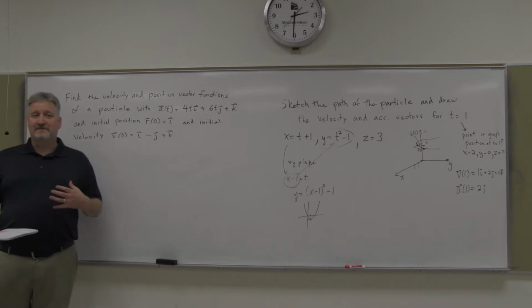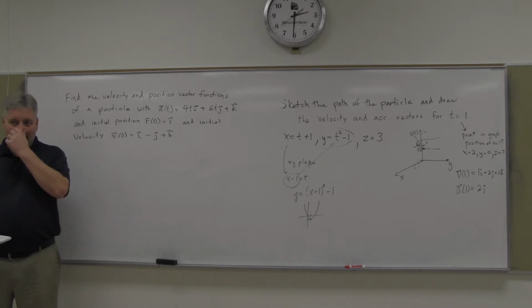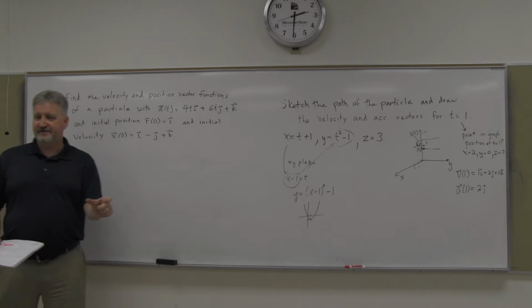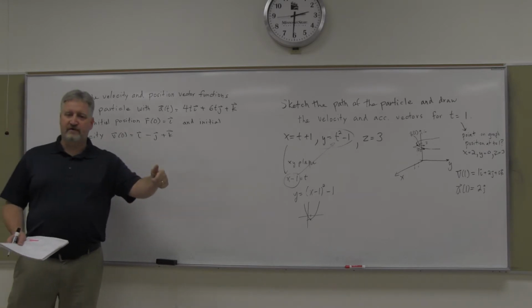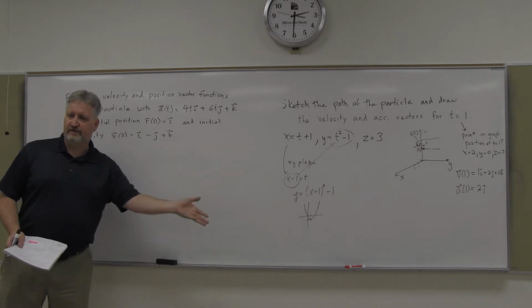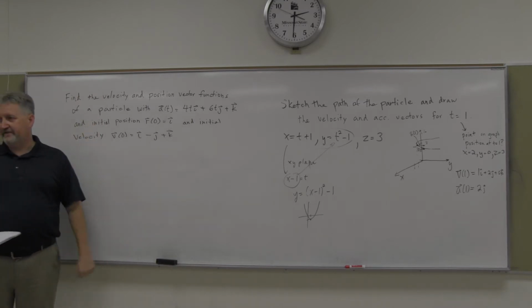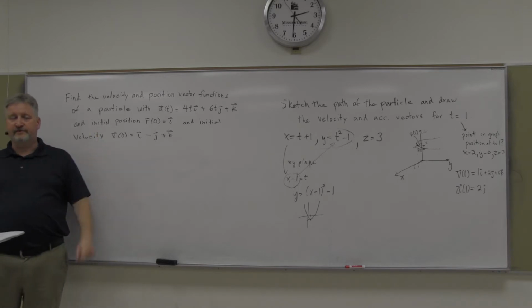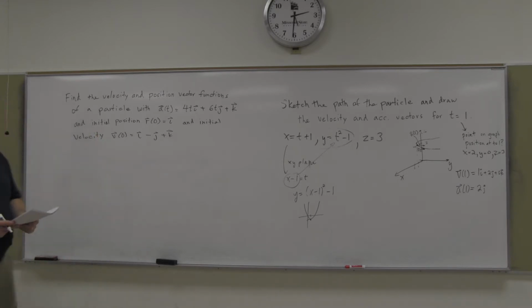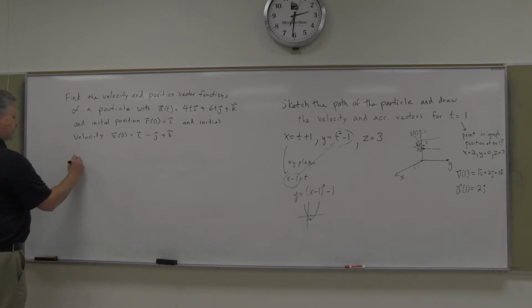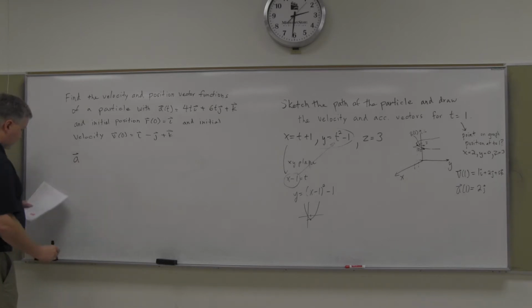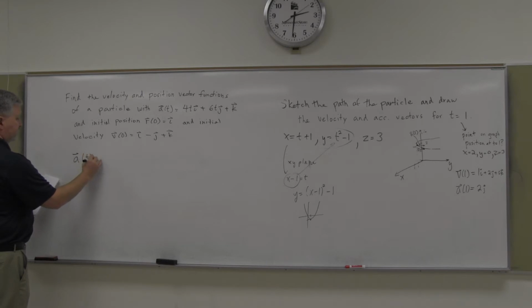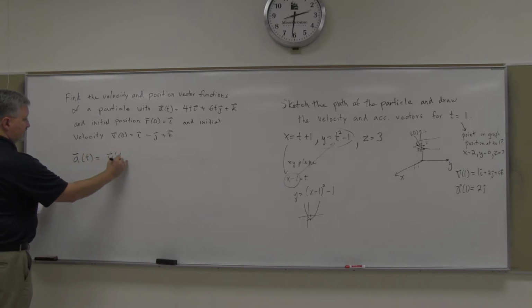Okay. So like I said, we're basically going backwards here. In the previous one we had the position, we got the velocity by doing the derivative, and then the derivative of the velocity gave us the acceleration. Here we're starting with the acceleration, and we want to work our way backwards to the velocity and then ultimately to the position. So here's what I know. A of t is equal to the derivative of the velocity.